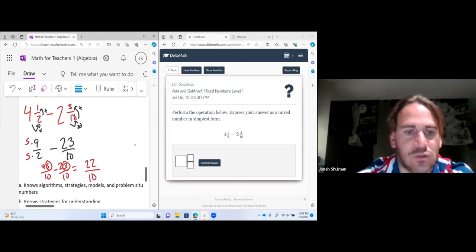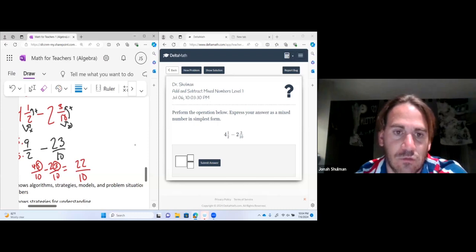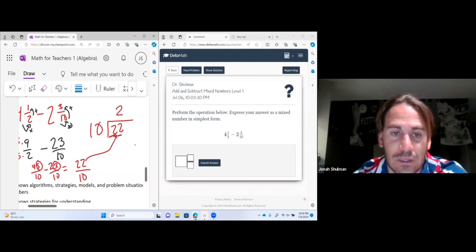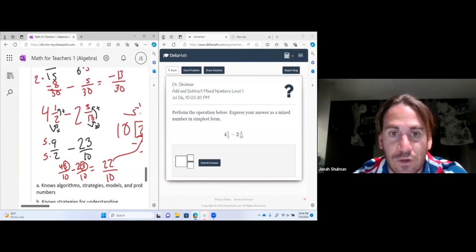So once you're here, 22 divided by 10, you make your fraction bar. Top number special goes inside the house. 10 can't go into 2, but 10 can go into 22 how many times? 2 times. And what's the remainder? 2 2/10, which is really 2 1/5.